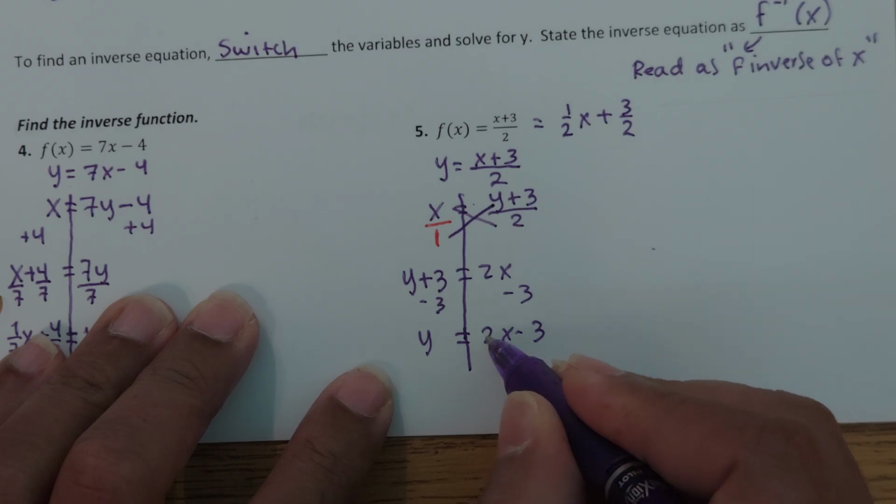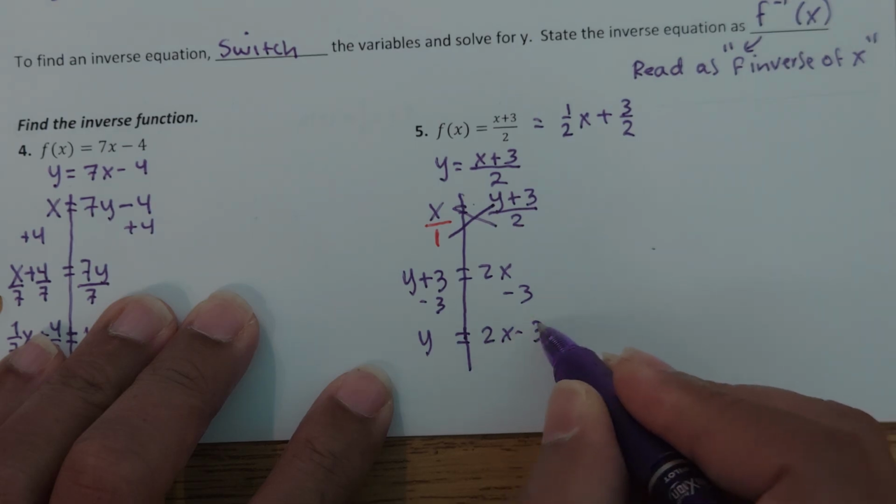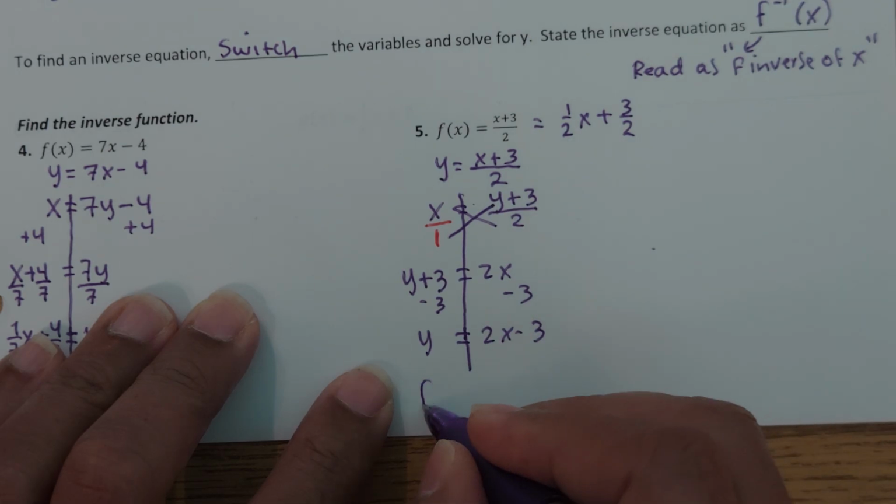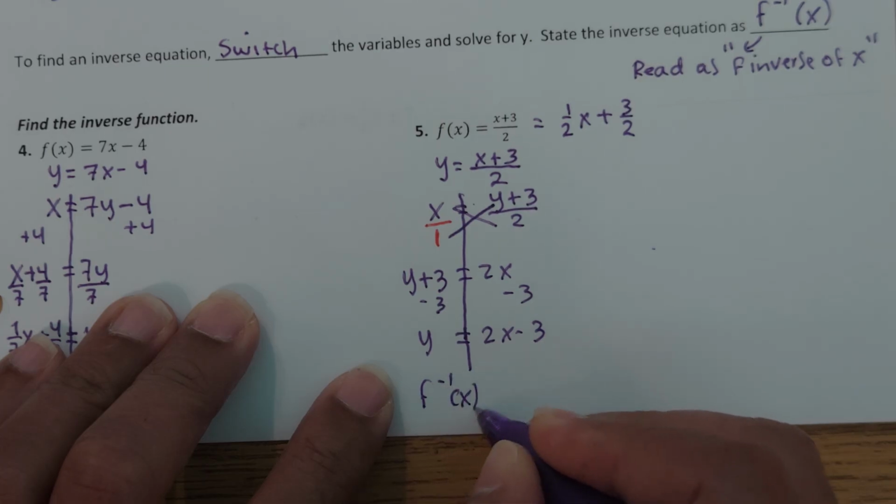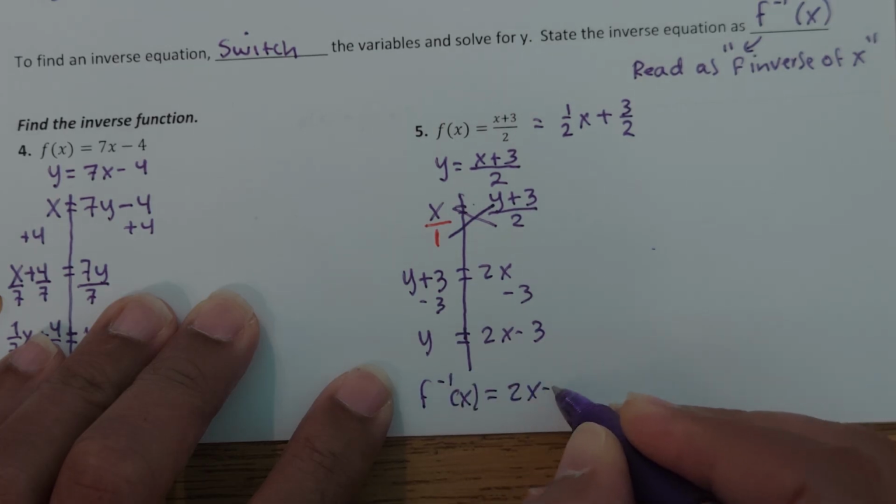If you graph the inverse, the slope is 2, rise of 2, run of 1, and the y-intercept is 0, negative 3. So that means this is a function. So f inverse of x is equal to 2x minus 3.